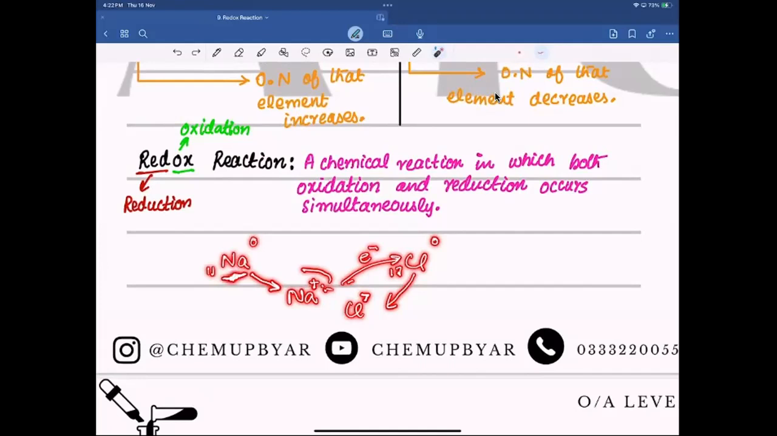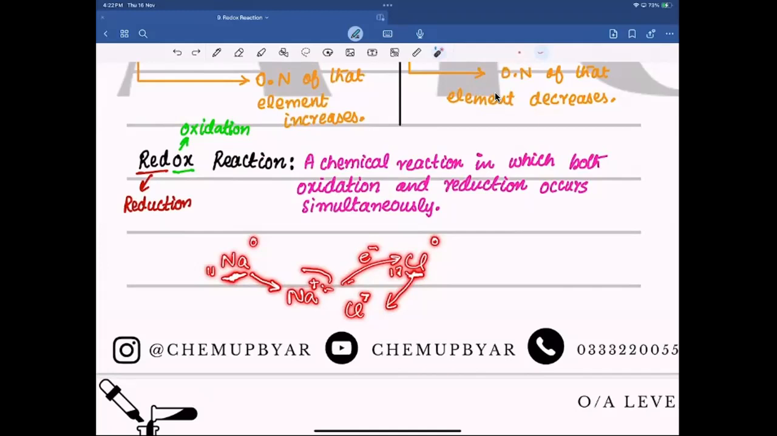a reducing agent because it is reducing the other element. See, chlorine is gaining the electron and that is reduction. And chlorine is gaining the electron from whom? From sodium. So chlorine is helping sodium to get oxidized. So chlorine is an oxidizing agent because it helps sodium to oxidize. It takes the electron from the sodium. And sodium gives away its electron to chlorine, which means sodium helps chlorine to get reduced. So sodium is a reducing agent.